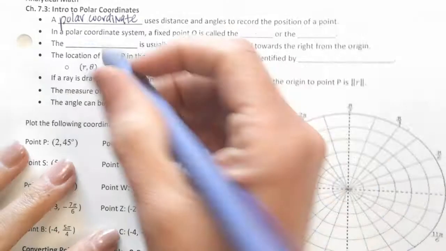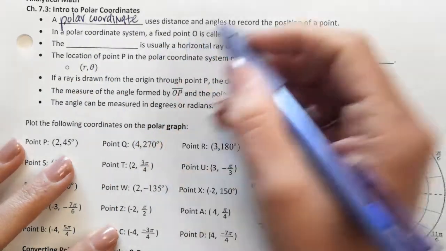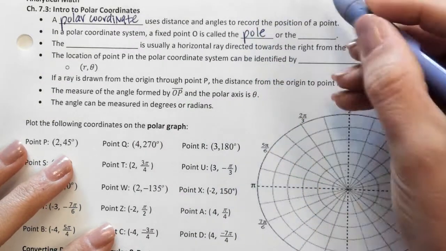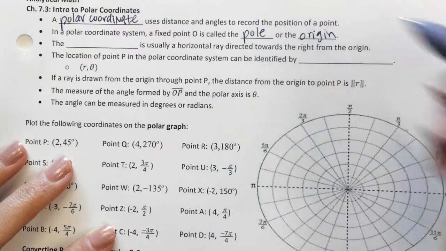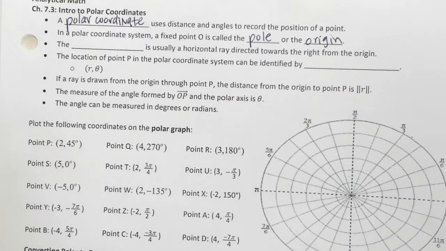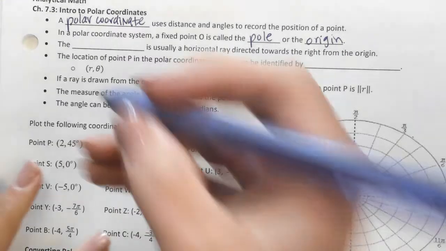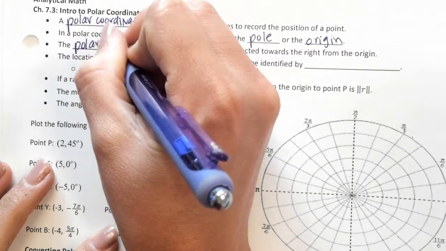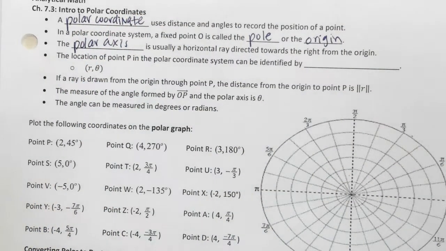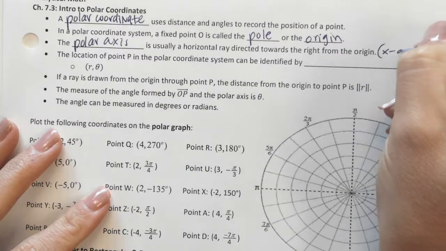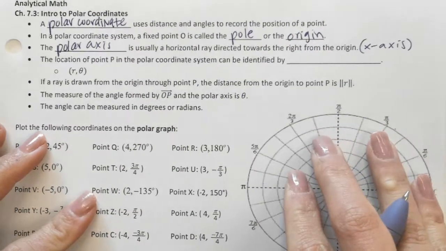Okay. In a polar coordinate system, a fixed point O is called the pole, but it's the same thing as the origin. So if you hear me say pole, that's the same thing as the origin, the center. And then the polar axis is usually the horizontal ray directed towards the right from the origin. So the polar axis, if it's a horizontal line, that's the same thing as your what on a graph? Horizontal x-axis. Good. So put in parentheses x-axis. Same thing. Polar axis is your x-axis.